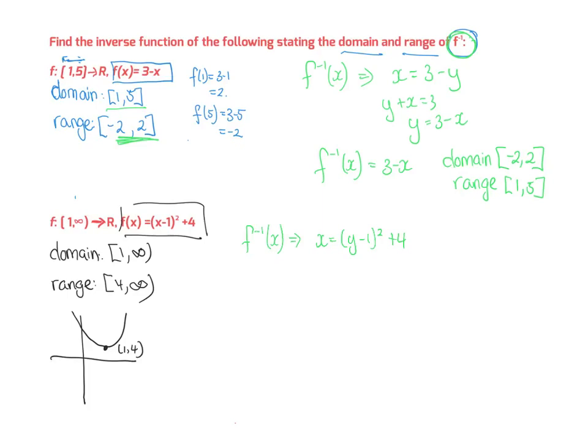Okay, so the inverse function is equal to plus or minus the square root of (x - 4), plus 1. And if I have to write the domain, it is the range of the original function. So we're going to say 4 to infinity, and the range is the domain up here. So I'll write 1 to infinity. Okay. All right. So that's inverse functions.